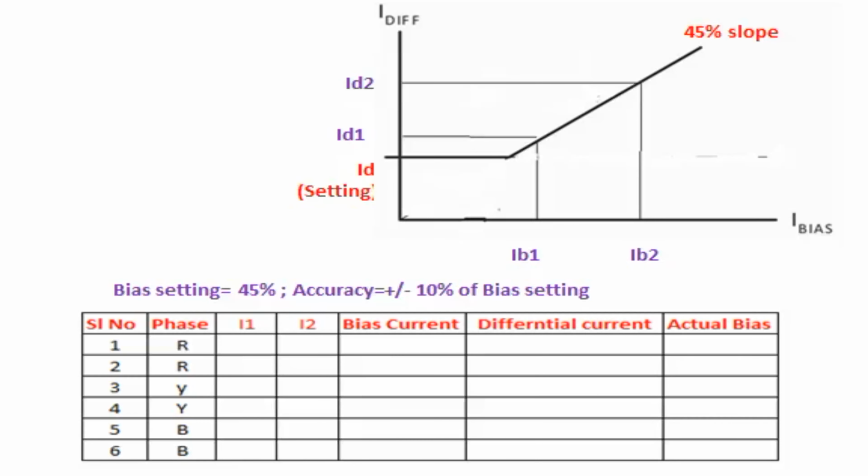That is it. Now differential current setting is equal to bias current into bias setting by 100. The slope is called bias current slope. If you know the bias current, you can calculate the required differential current from the formula or graph.